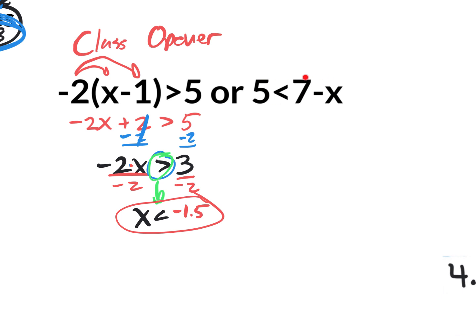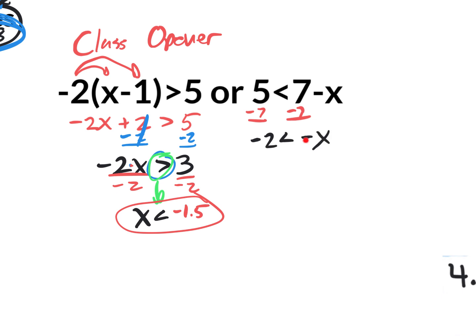Now, the other's kind of weird because you have x on the right side instead of the left side. We could solve it on the right side and then flip the whole thing over. That's what I'm going to do, but you could solve it other ways as well. I want to get rid of that 7 first by subtracting 7 and subtracting 7. We will have -2 is less than -x, okay?